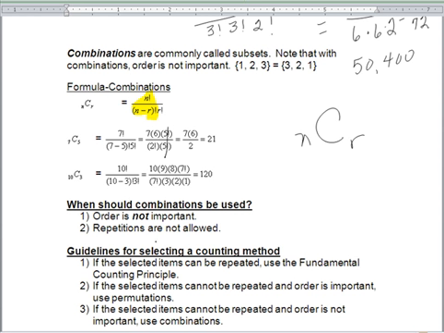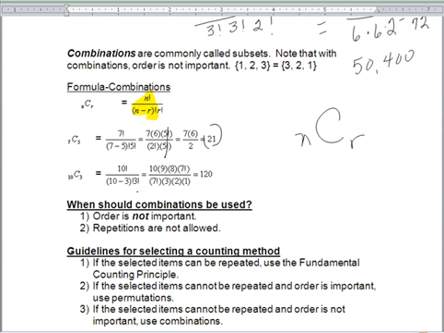Okay, combinations of 10 taken 3 at a time would be 10 factorial over the quantity 10 minus 3 factorial, and then 3 times 3 factorial. So what I'm going to do is, since this is a 7 factorial, in the numerator I'll stop at 7 factorial so I can cancel.